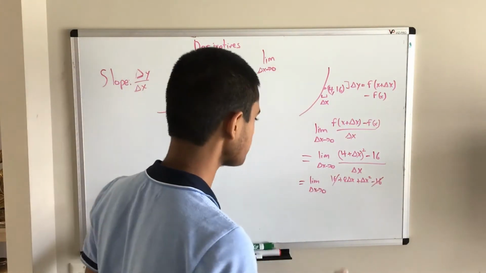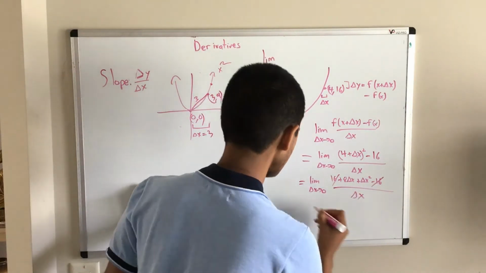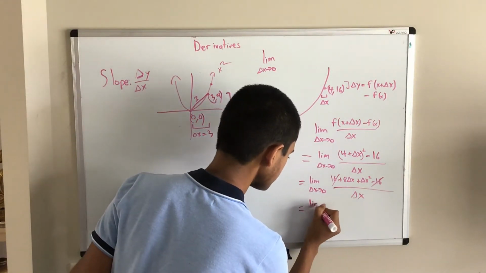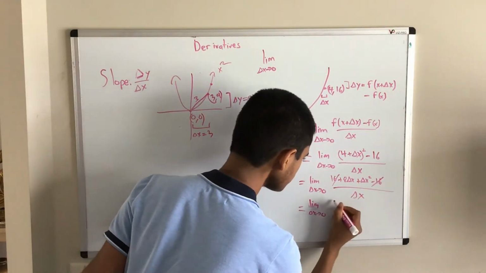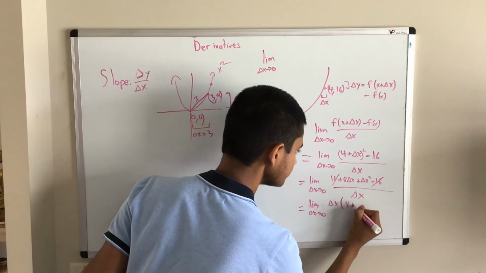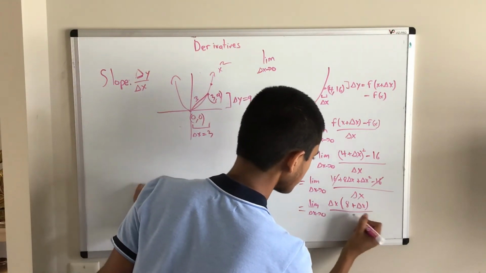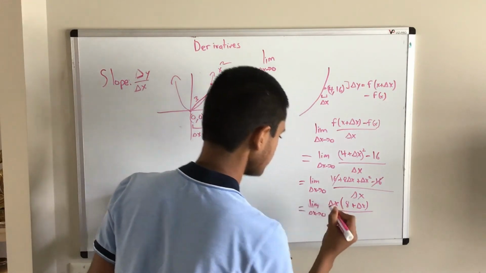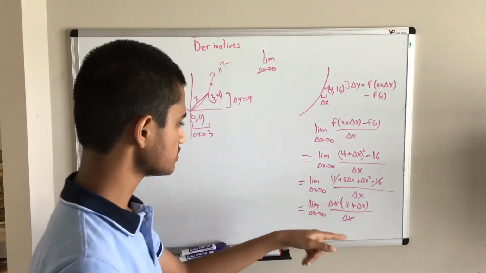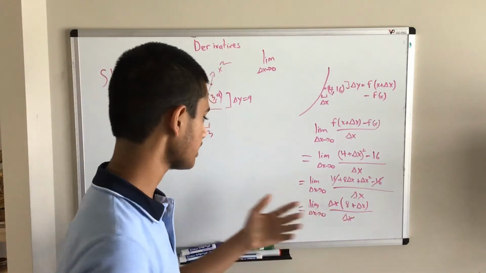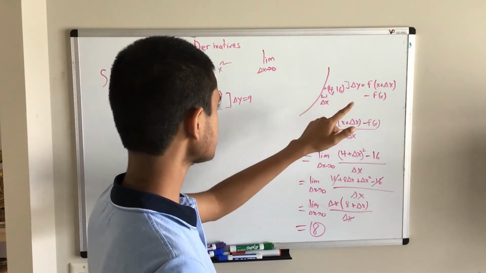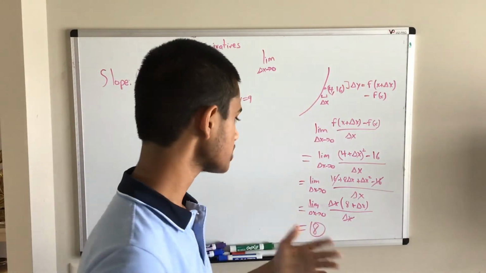So these two terms cancel out right off the bat, and this leaves us with delta x. Now we can factor out the delta x from the top, leaving us with the limit as delta x approaches 0 of delta x times (8 plus delta x). And now we divide that by delta x again, and that just leaves us with 8 plus delta x. Now we want to find the limit as delta x approaches 0, and when we use substitution, that just leaves us with 8. Meaning that the slope at (4, 16) for x squared is simply going to be 8.